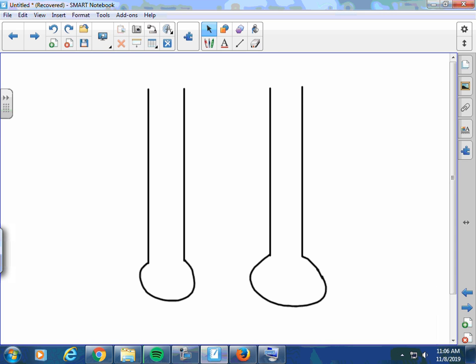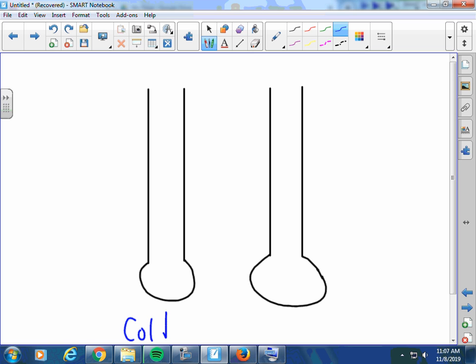Okay, so your next quiz, you're going to have to do this. So you got to make sure you know what you're doing. And I'm going to have a little discussion with you guys so you can help me out here. I'm going to put cold on the left and warm on the right. So help me out here.